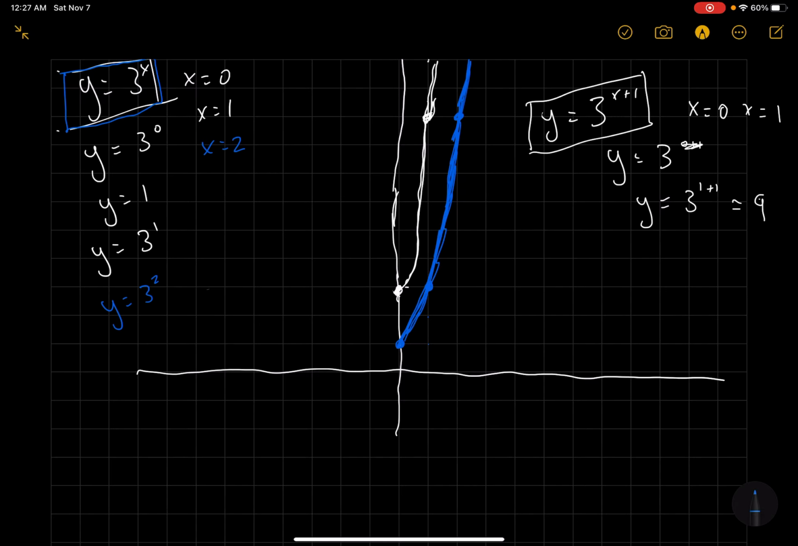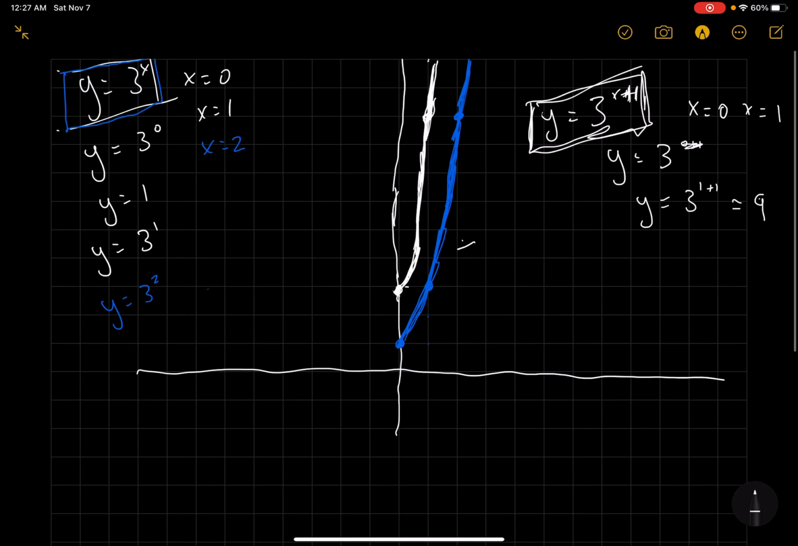And what does this shift here do? What does adding this plus 1 here do? Well, if you see, that's this line here. So basically, it takes every point on this graph, and it moves it left by 1. So here you can see, when was y 9? Well, it happened when x is 2. Well, when was y 9 on this graph? Well, it happened when x is 1.